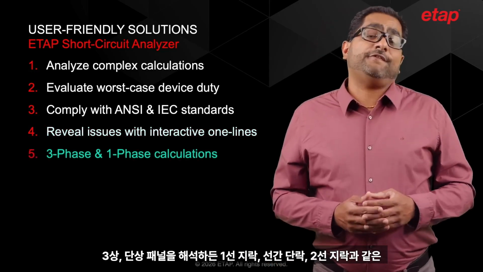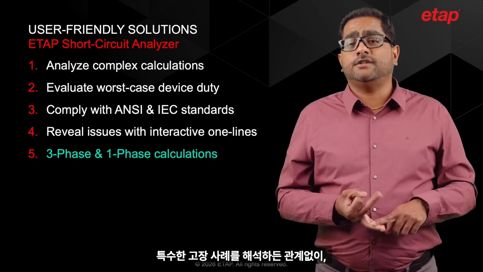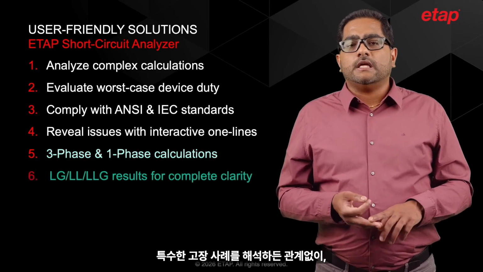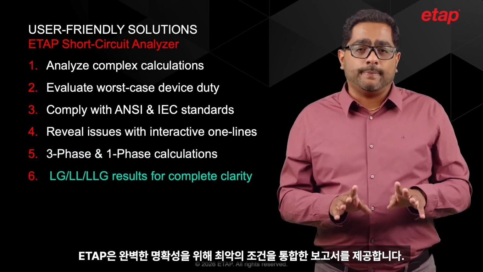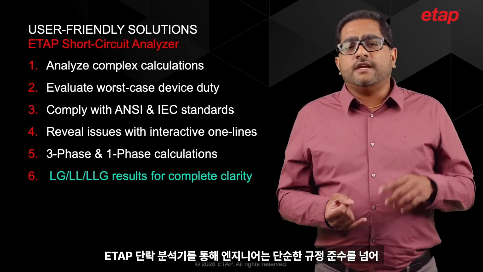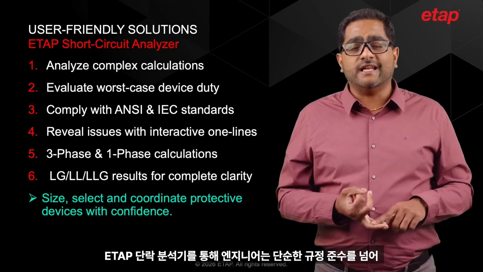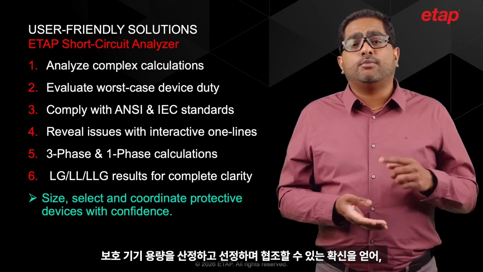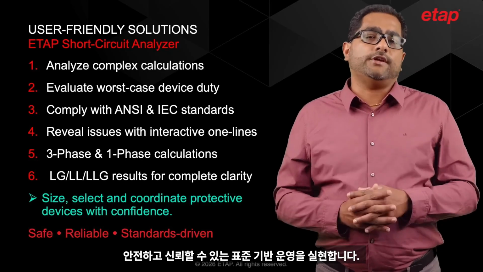Whether analyzing three-phase, single-phase panels, or special fault cases like line-to-ground, line-to-line, and double line-to-ground, ETAP delivers consolidated worst-case reports for complete clarity. With ETAP Short-Circuit Analyzer, engineers gain more than compliance; they gain the confidence to size, select, and coordinate protective devices for safe, reliable, and standard-driven operation.